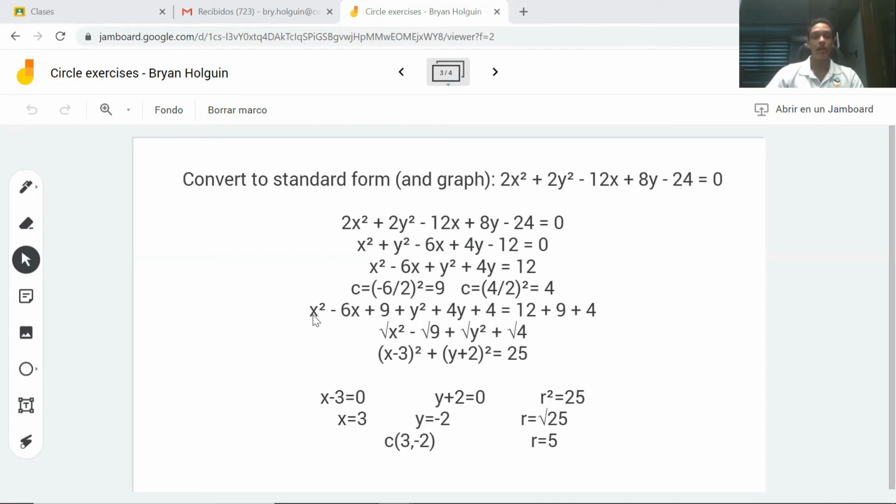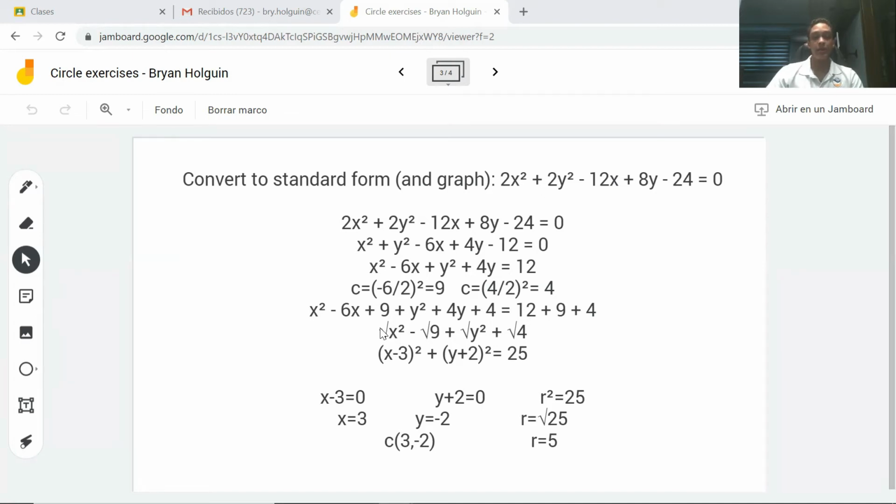So it's x squared minus 6x, the same as here, plus 9, the number we obtained from the perfect trinomial, plus y squared plus 4y, the same, plus 4, the number obtained from the perfect trinomial. So now, this equals 12, the number we had already, plus 9 and 4, which are the numbers of the perfect trinomial. We have to put them on this side of the equation and on the other side of the equation. And all this equals 25.